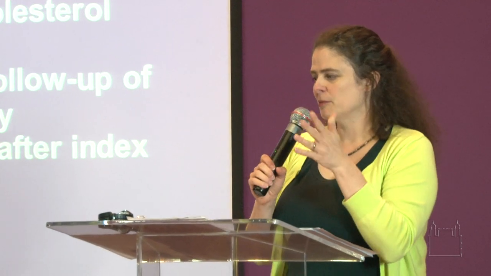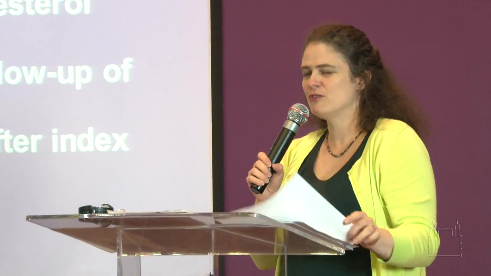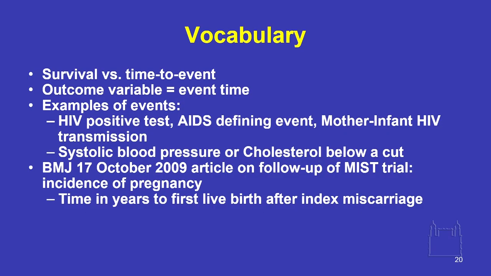So some of the vocabulary we've been using. Survival is the same as time to event. Like really, we use them interchangeably. Outcome variables involve information about that event time. So remember, there are three elements to the outcome variable. There are lots of different types of events. It could be an HIV positive test, an AIDS-defining event. It could be diagnosing Ebola. It could be lots of things. It could also be the time after which the systolic blood pressure or cholesterol goes below some cutoff.